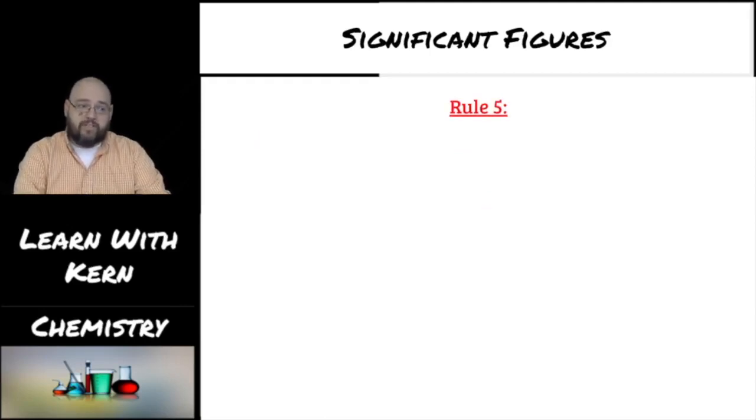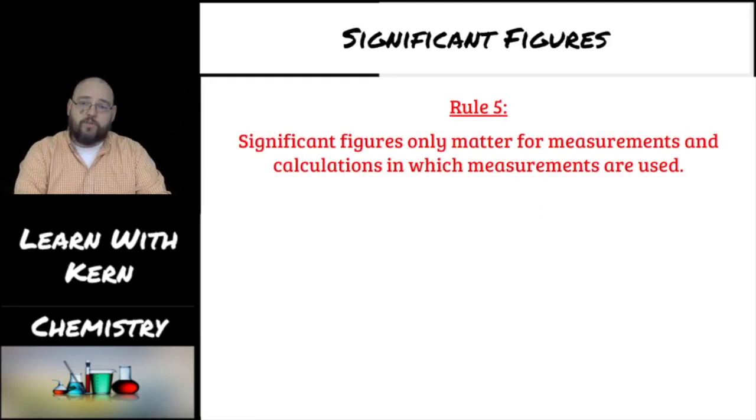Rule number 5, and this is a big one. Significant figures only matter for measurements and calculations in which measurements are used. So when we're making measurements, any measurement that we take, we have to account for the significant figures. Basically, we are going to write down all the numbers from our measurement, and whatever we write down from our measurement is a significant digit because we're only going to write down the significant digits. What's important is when we use those measurements in calculations, we have to know how many significant figures there are so that we can account for that when we do our calculations. But significant figures only matter with measurements and calculations used in measurements.